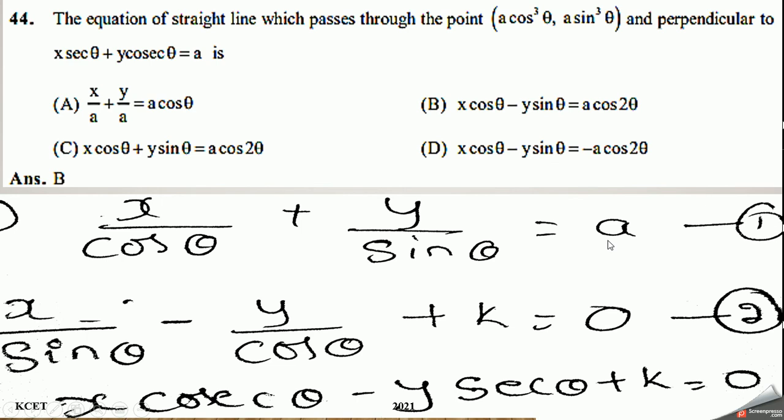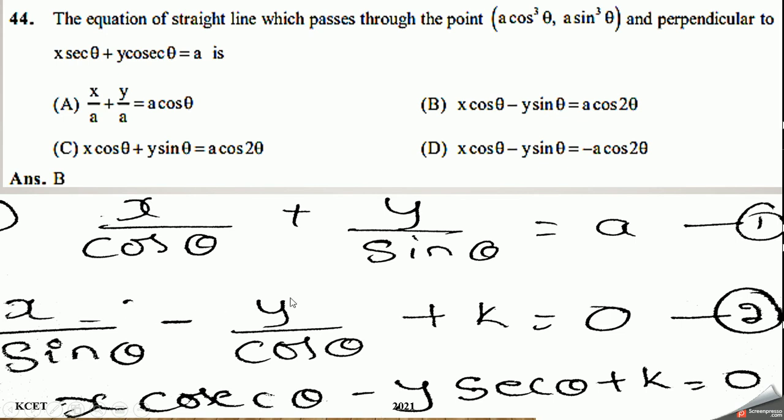As we know, the condition for two lines to be perpendicular is that the product of their slopes should be equal to minus 1. Using that condition, I'm going to interchange the coefficients of x and y and change any one sign, and the constant term is different.